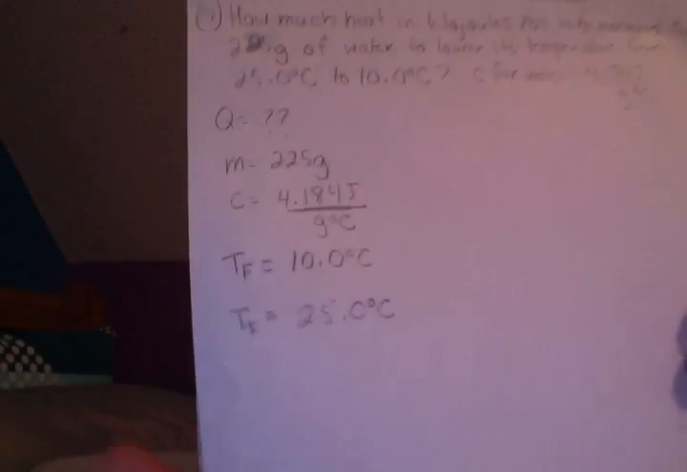Then we have m. The mass is 225 grams. And c, the specific heat, is 4.184 joules divided by grams Celsius. Delta T is temperature final minus temperature initial. The final temperature is 10.0 degrees Celsius, and the initial is 25.0 degrees Celsius. So I've identified all of my variables, except for Q, because that's what we're finding.